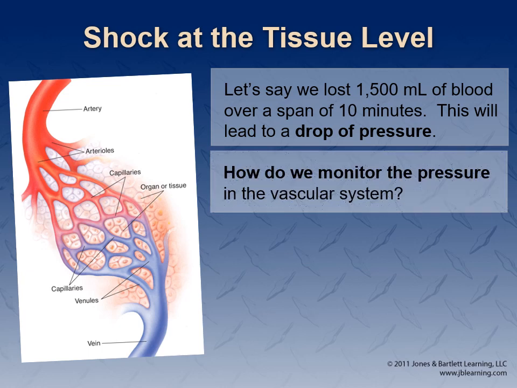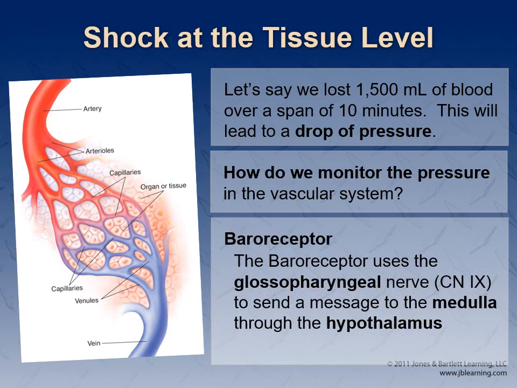So Tyler, what is the name of the nerve that travels from the baroreceptor to the brain? It's not the vagus. It's close to the vagus, one less than the vagus. Glossopharyngeal. So that would be cranial nerve number 9.